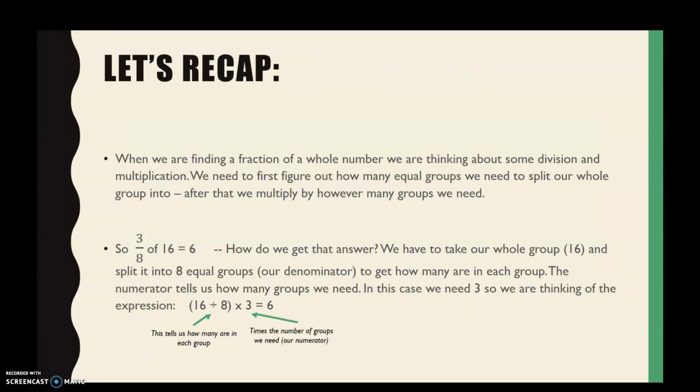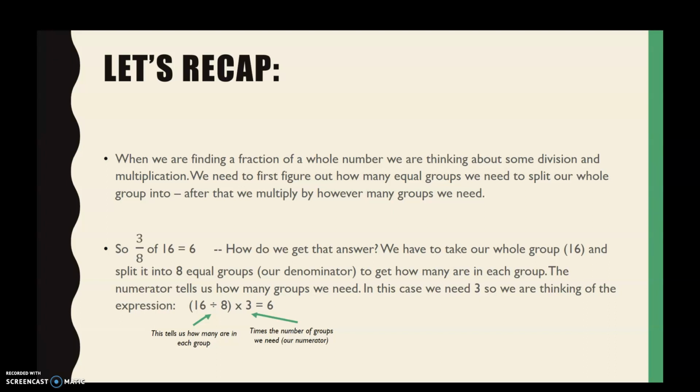So when we are finding a fraction of a whole number, we are thinking about some division and some multiplication. We need to first figure out how many equal groups we need to split our whole group into. After that, we multiply by however many groups we need. So the denominator tells us what to divide by, and our numerator tells us what to multiply by.